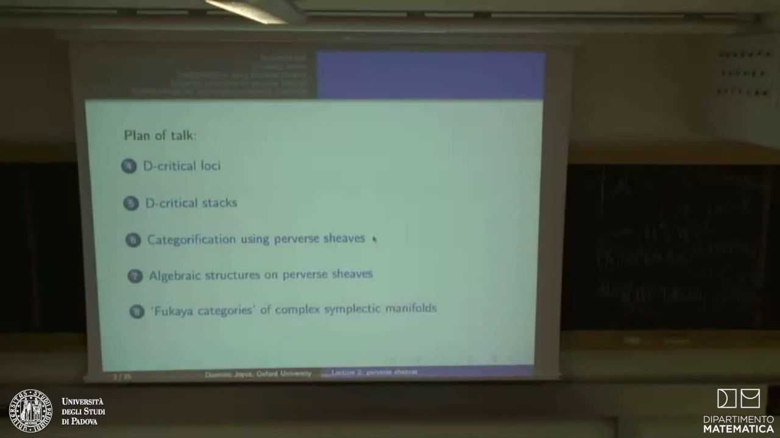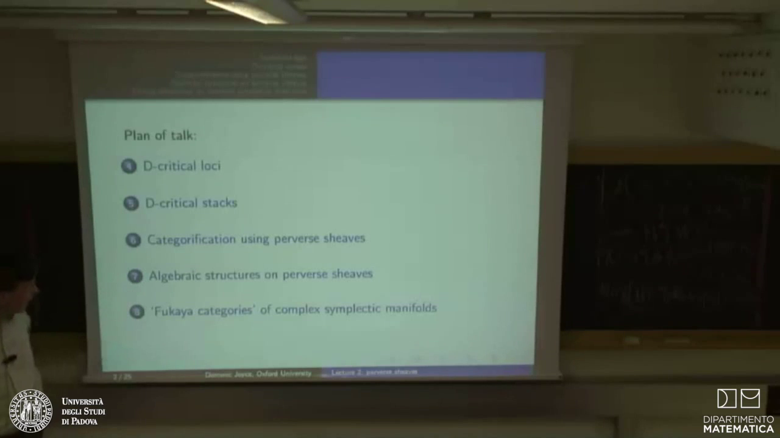Okay, so my numbering is continuing from last lecture. I'm going to start with two sections on what I call decritical loci. This is a kind of classical truncation of -1 shifted symplectic derived schemes and stacks. It's a bridge between the derived algebraic geometry of yesterday and the perverse sheaves and other structures we might be interested in today, because I'm going to use decritical loci to define my perverse sheaves by categorification.